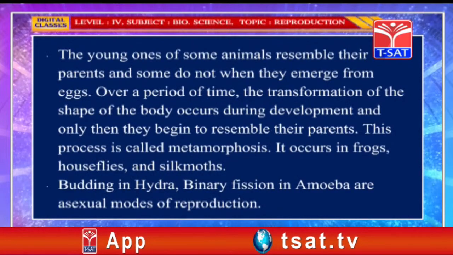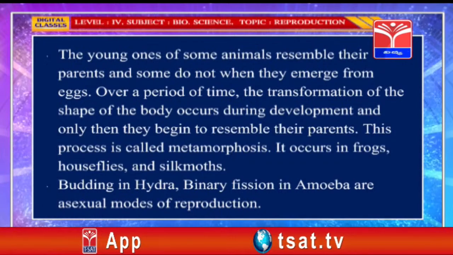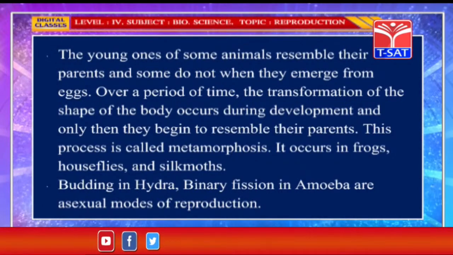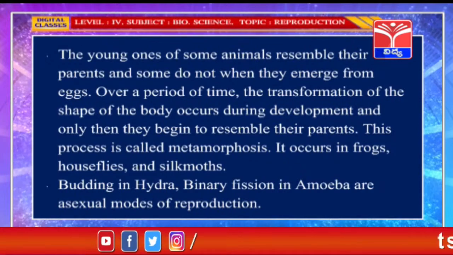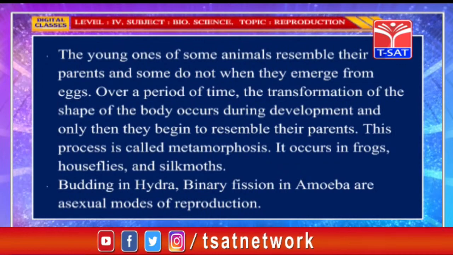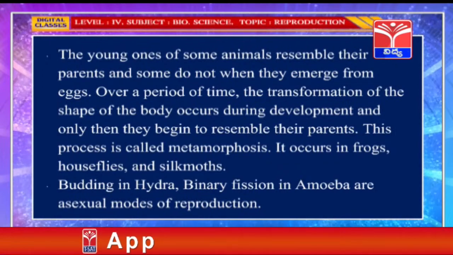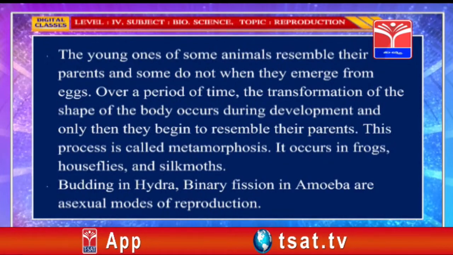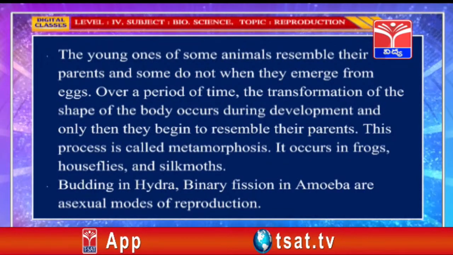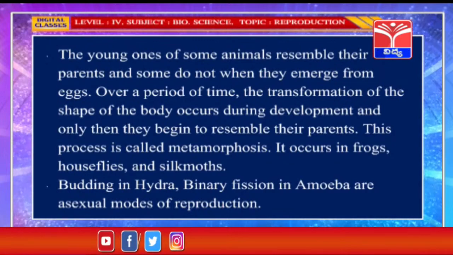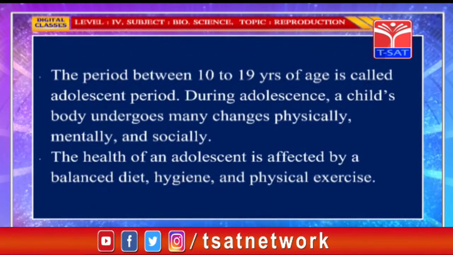The young ones of some animals resemble their parents and some do not when they emerge from their eggs. Over a period of time, the transformation of the shape of the body occurs during development, and only then do they begin to resemble their parents. This process is called metamorphosis. It occurs in frogs, houseflies and silk moths. Budding in hydra and binary fission in amoeba are asexual modes of reproduction.